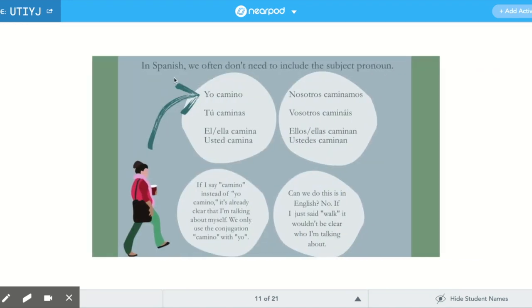Something fun to keep in mind: it might be difficult sometimes that there's a different form of the verb for every single subject or subject pronoun, but the cool thing about that is that sometimes we don't even need to include the subject pronoun. Here's why. If I say camino instead of yo camino, it's already clear that I'm talking about myself because we only use the conjugation camino with yo. Notice none of these say camino. Caminas, camina, caminamos, but the only one with camino is yo. So if I just say camino, you know that I'm talking about myself.